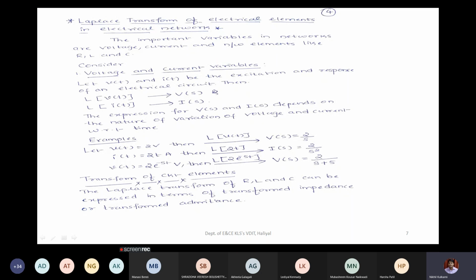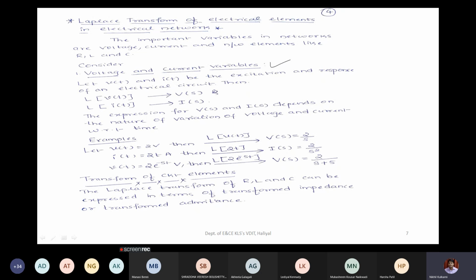Now if you take the Laplace transform of electrical elements, electrical elements means R, L, C and also the voltage source and current source as elements in the electrical network. So you can have the variables as voltage and current with respect to the network elements R, L and C.